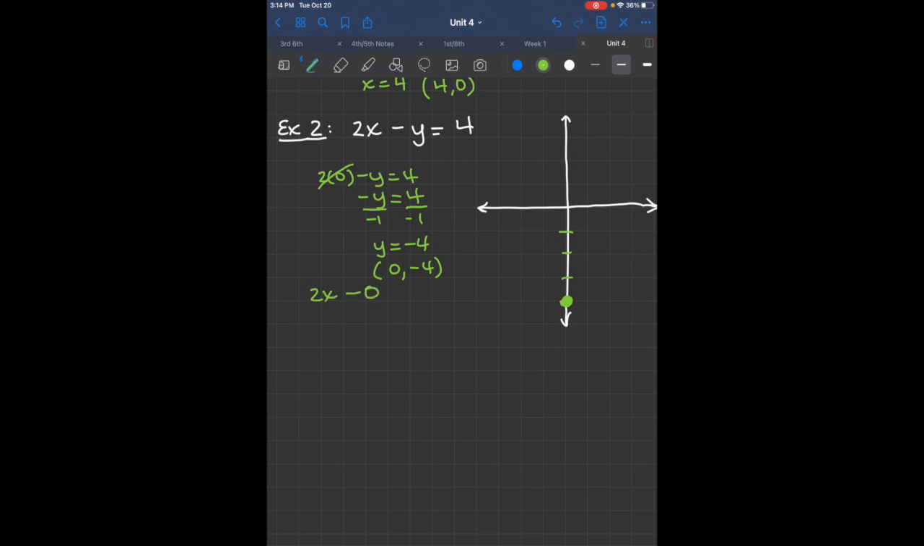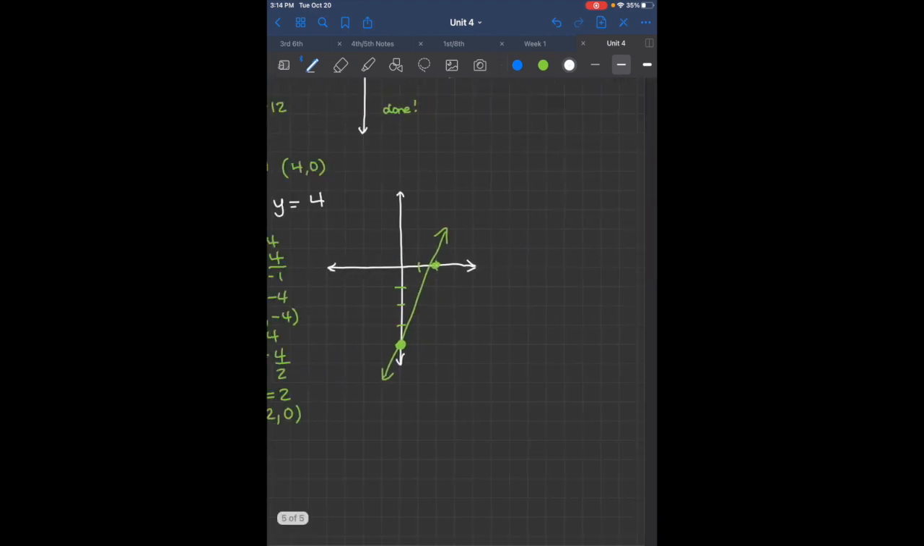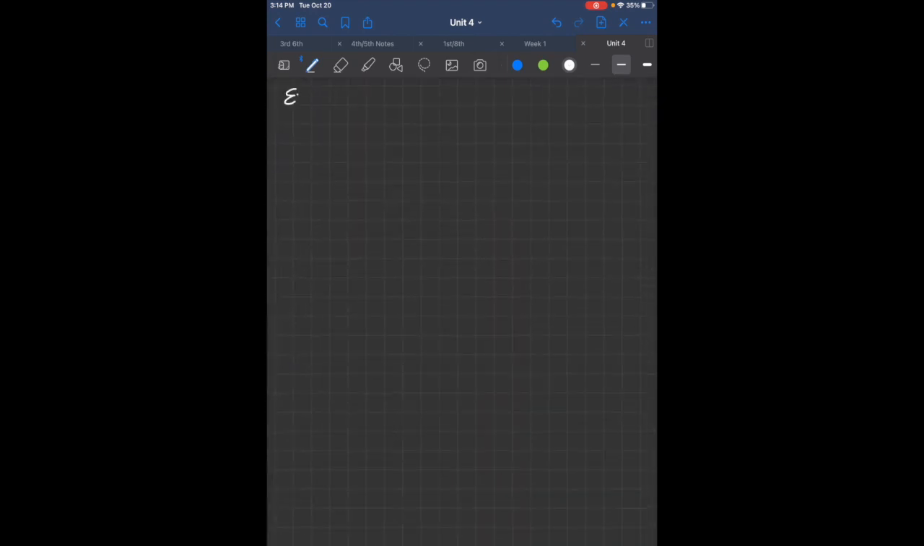Then we plug in 0 for y. We get 2x equals 4, so x equals 2. That's the coordinate 2, 0. Then we draw a line through our 2 points. Last example, x plus 3y equals negative 9.